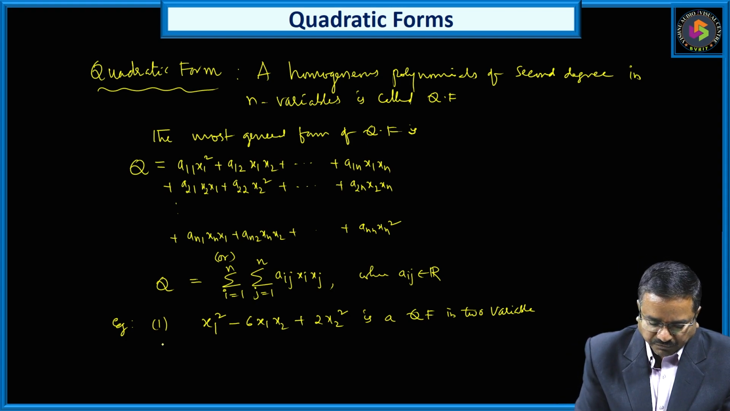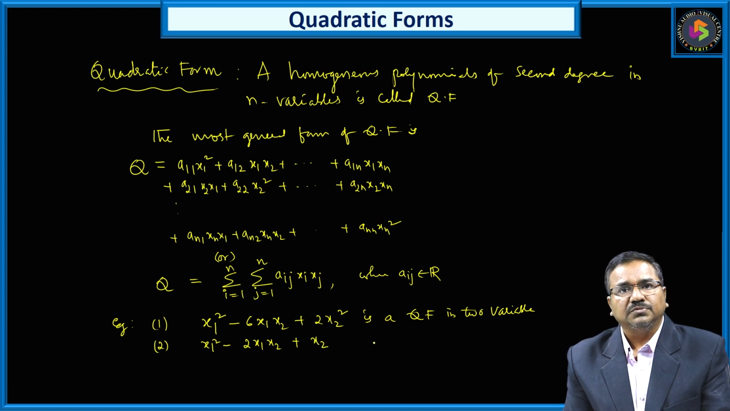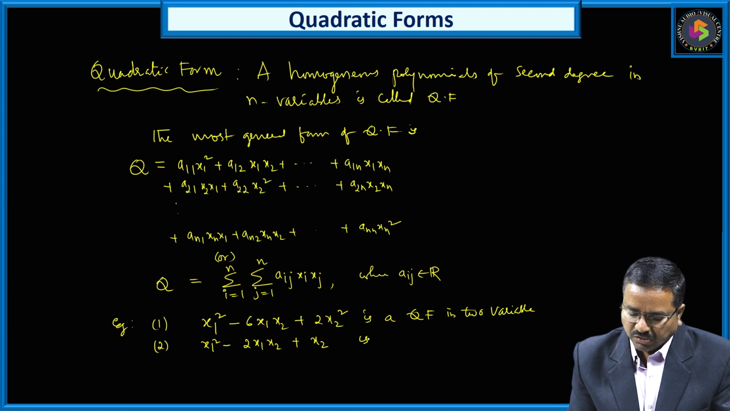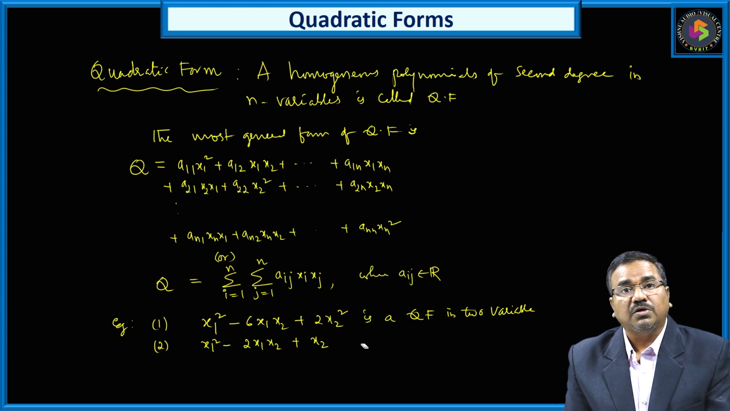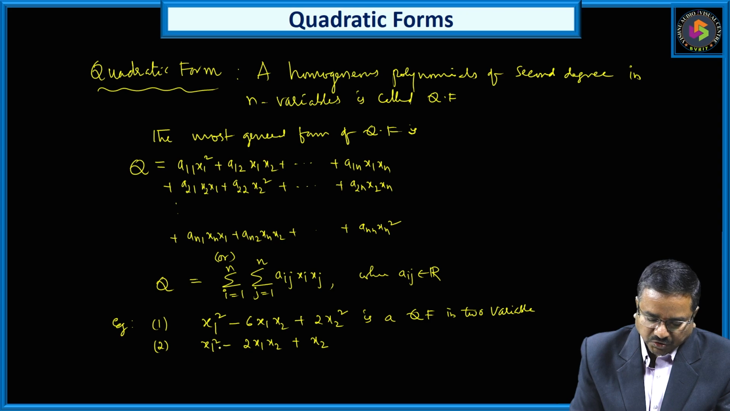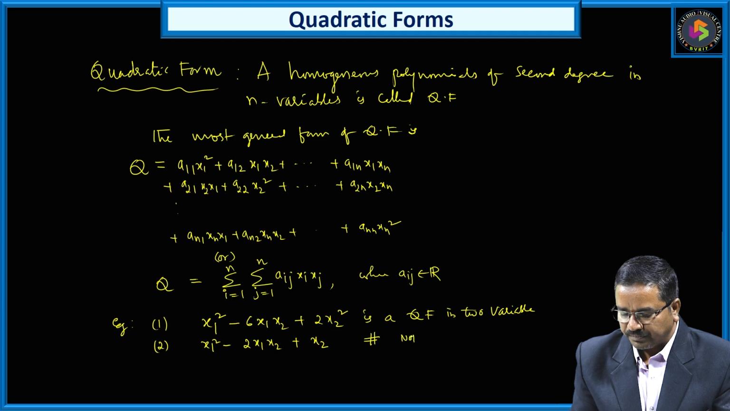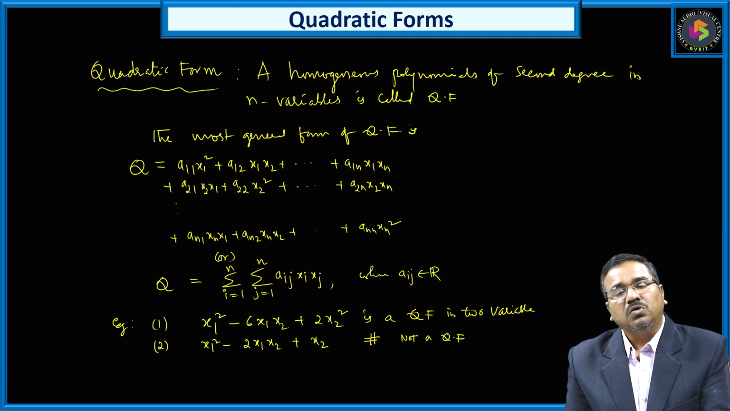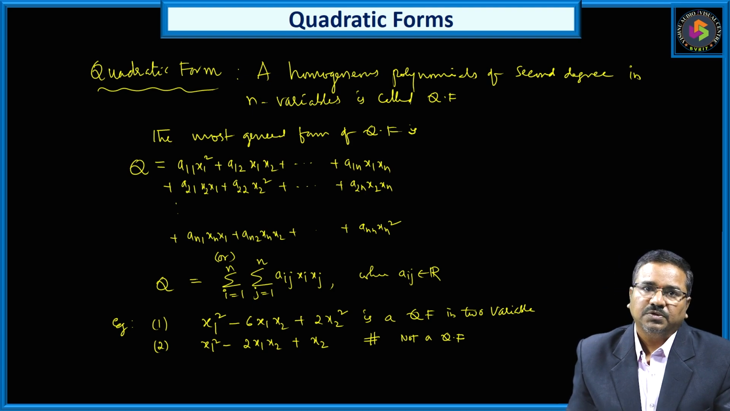Suppose, for example, x1 square minus 2 x1 x2 plus x2. Is it a quadratic form? No, it is not a quadratic form. Why? Look at the degree of each and every term; each should be homogeneous and equal to 2. Here the degree is 2, here 1 plus 1 is also 2, but coming to this one, the degree is 1. So it is not a quadratic form. A quadratic form must be a homogeneous polynomial of degree 2. Even if it fails in one term, it is not a quadratic form.